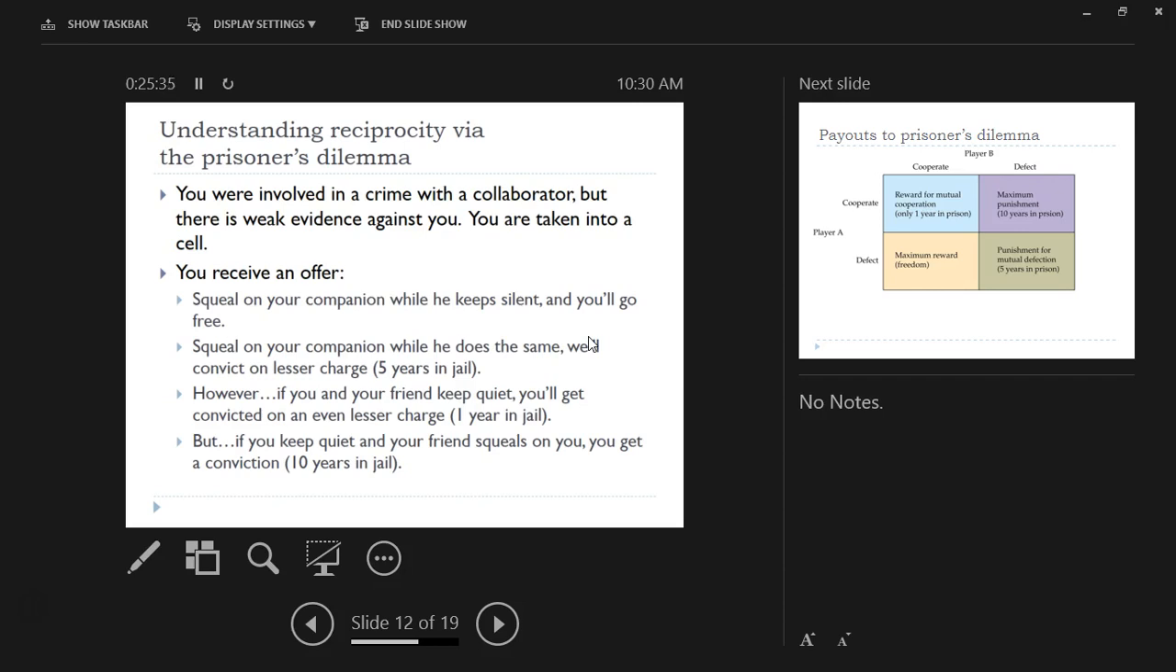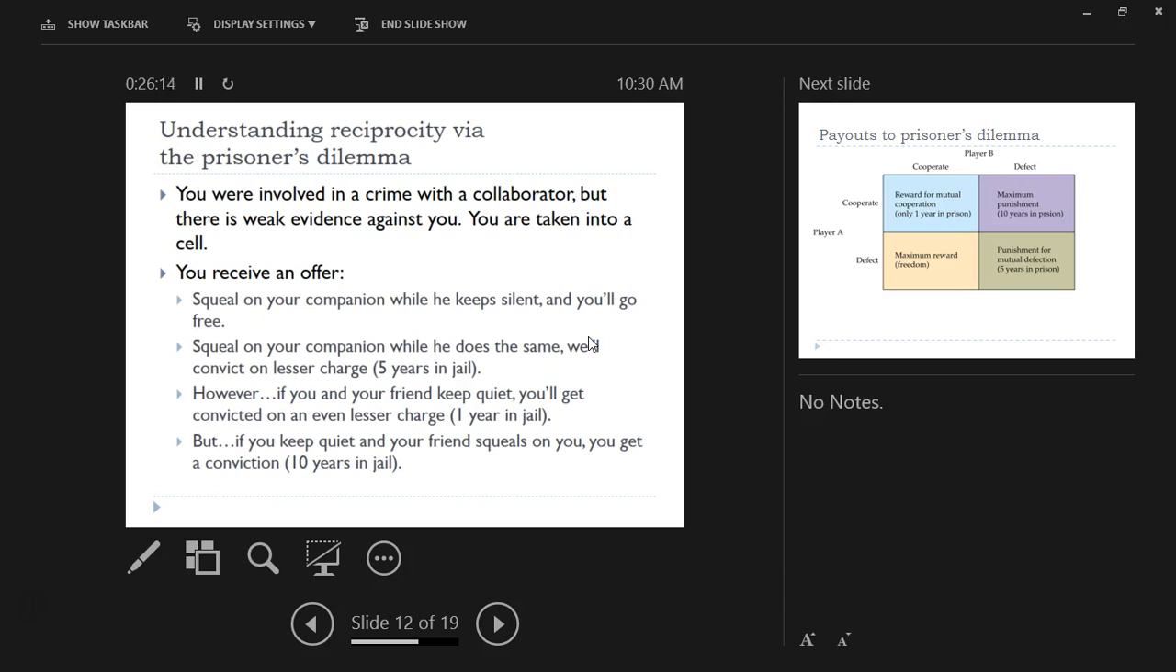So that's a major benefit. If you squeal and your partner at the same time does not squeal, he keeps silent, then you get a massive benefit. If you squeal on your companion while he does the same thing, if he also squeals on you, you're both going to get convicted, but we'll convict you on lesser charges. So we're trying to encourage you to squeal. However, you realize they don't have very good evidence against you. So if you keep quiet and your friend also keeps quiet, they may be able to convict you on a really low charge. And so maybe you'll get 1 year in jail as a result of that.